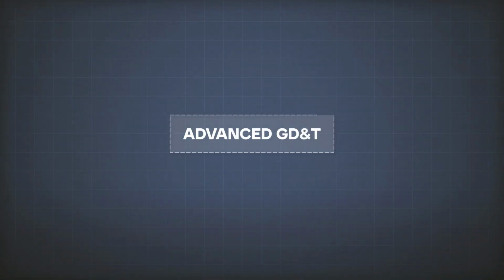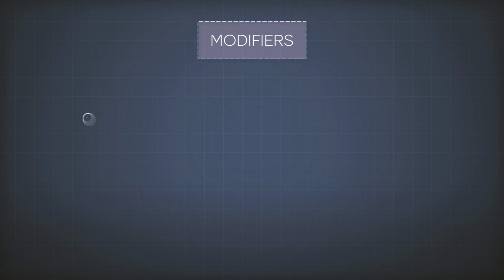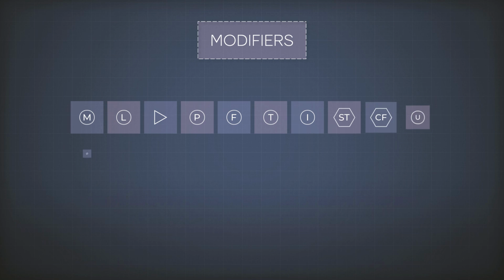Welcome to our first lecture in the Advanced GD&T course. Today, we're starting our first section with one of the advanced topics in GD&T, and that's something called modifiers. Now, modifiers are one of those things that can seem a bit confusing at first, but once you understand them, you'll realize they're incredibly powerful.